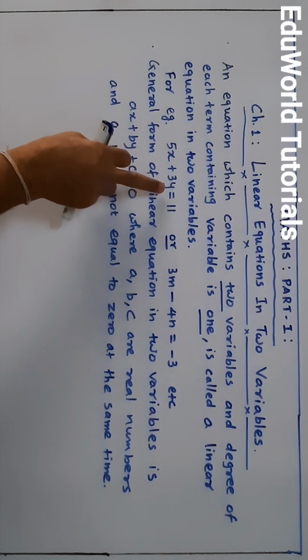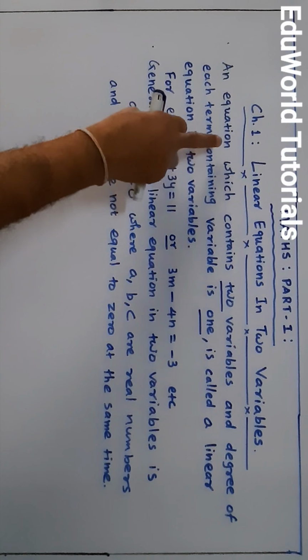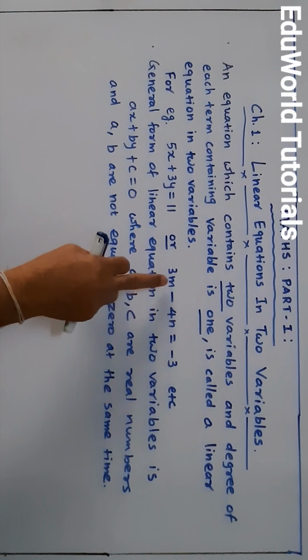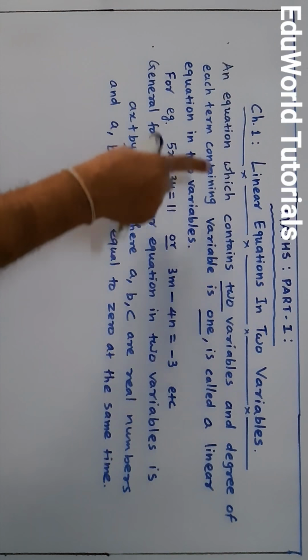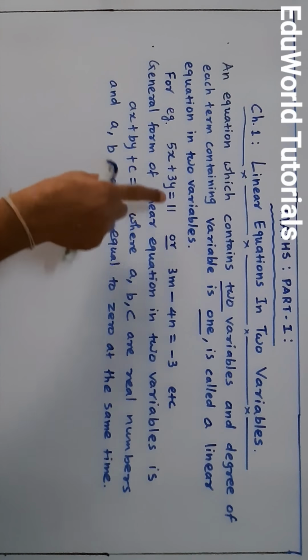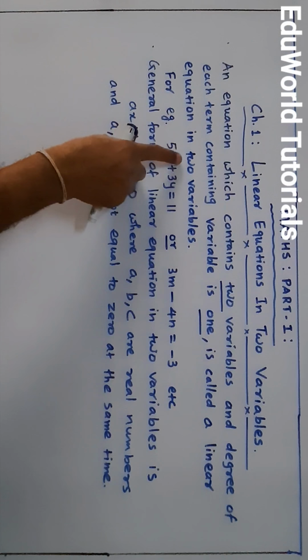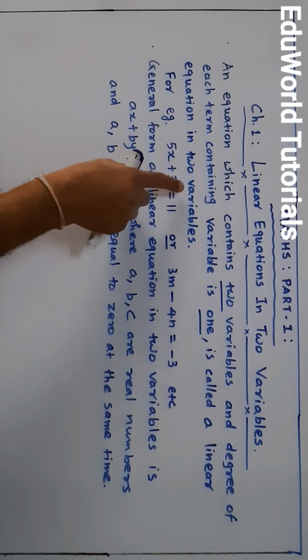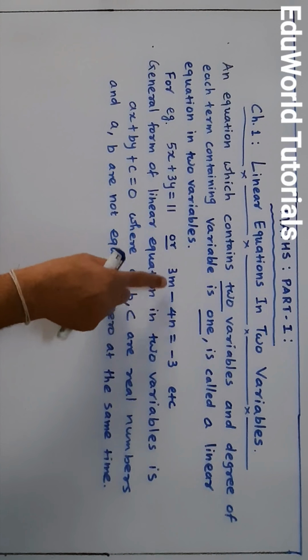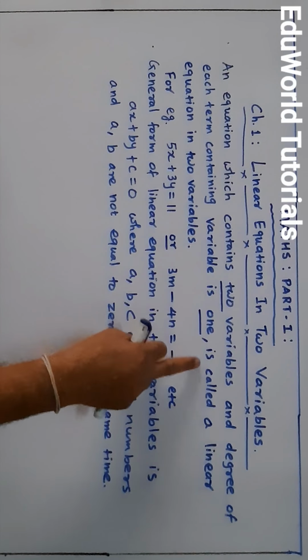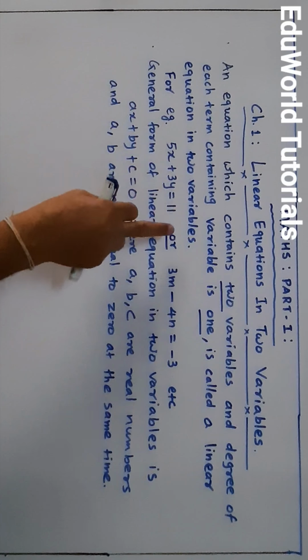Now, x and y are variables. So, equation which contains two variables. M and n are variables, two variables. And degree of each term containing variable is 1. What is the degree of x? 1. What is the degree of y? 1. So degree of this term is 1, this term is 1. Similarly here degree of each of the terms is 1. Such an equation is called linear equation in two variables.